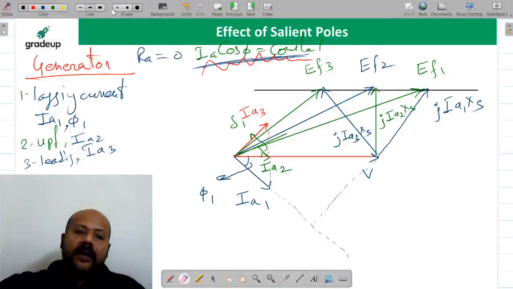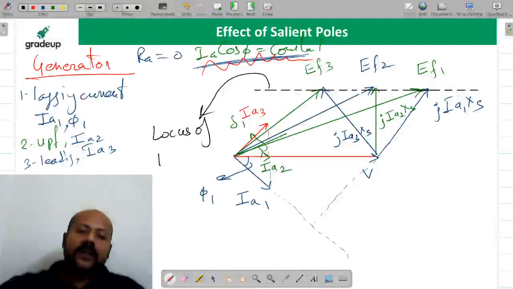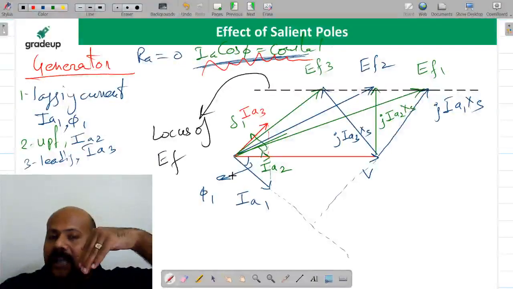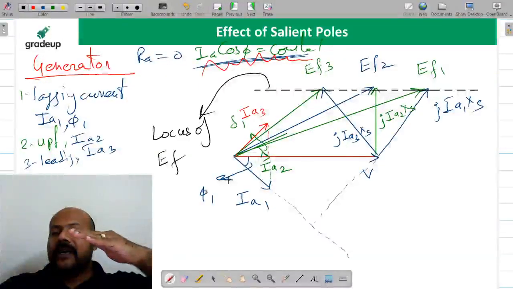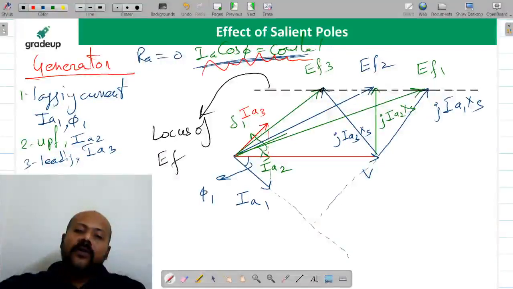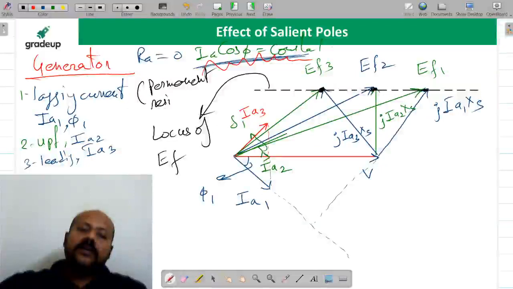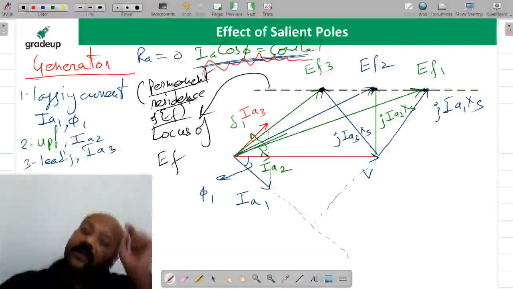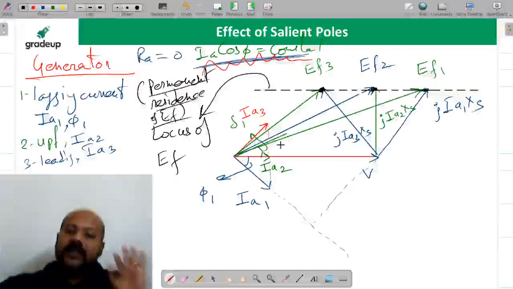This line, beta, this line gives you the locus of, this line beta we are calling as locus of EF. Whatever your case, whether it is lagging case, unity power factor case or leading case, your EF locus is always going to be on this line. So beta, this we are calling as permanent residence of EF. You may be living anywhere, but this is your permanent address. I hope it is clear to all of you.